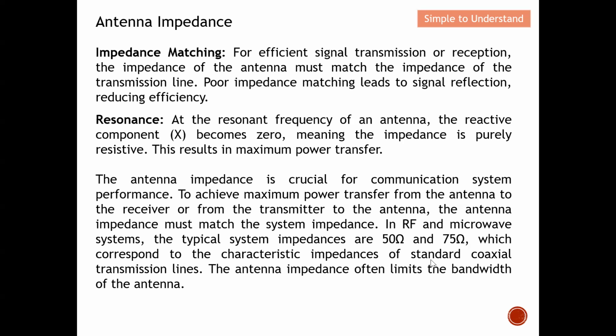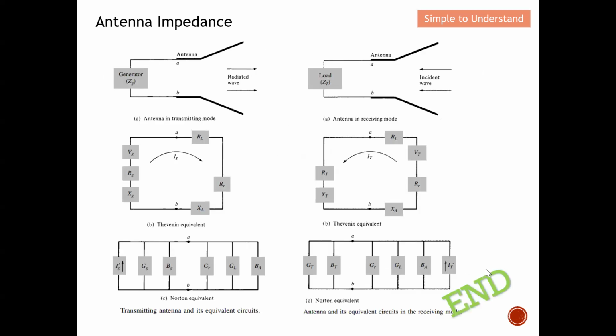The 75 ohm corresponds to the characteristic impedance of a standard coaxial transmission line. Remember, coaxial cable will typically be 50 ohm most of the time. We definitely also have some 75 ohm coaxial cable, but in general most coaxial cables are 50 ohm. The antenna impedance will also limit the bandwidth of the antenna. So how well you adjust the antenna impedance will affect the bandwidth of the antenna also.